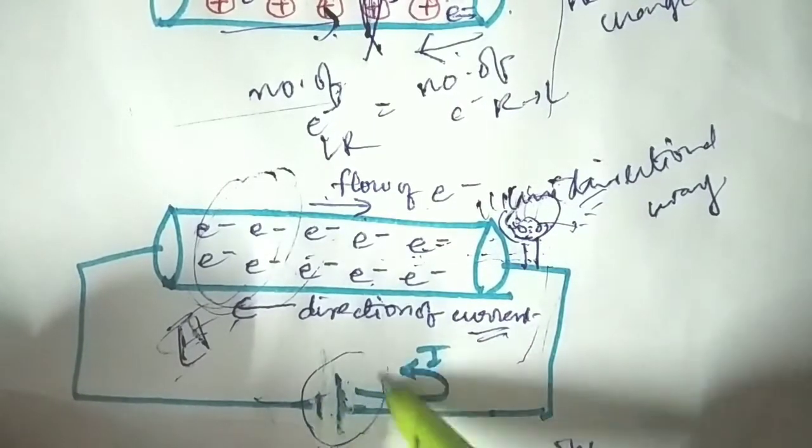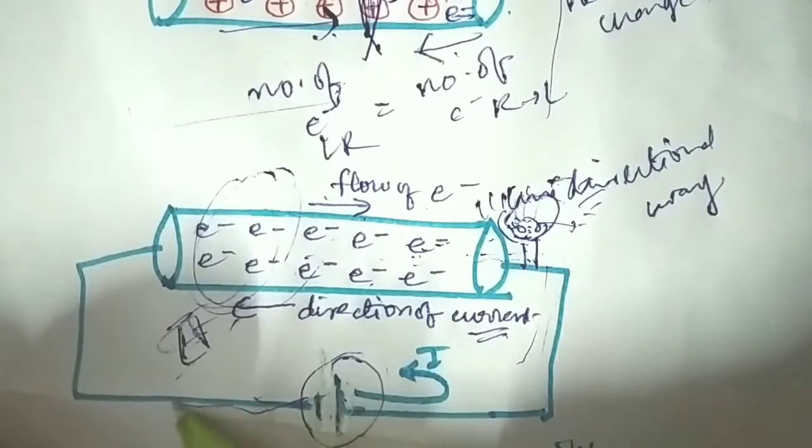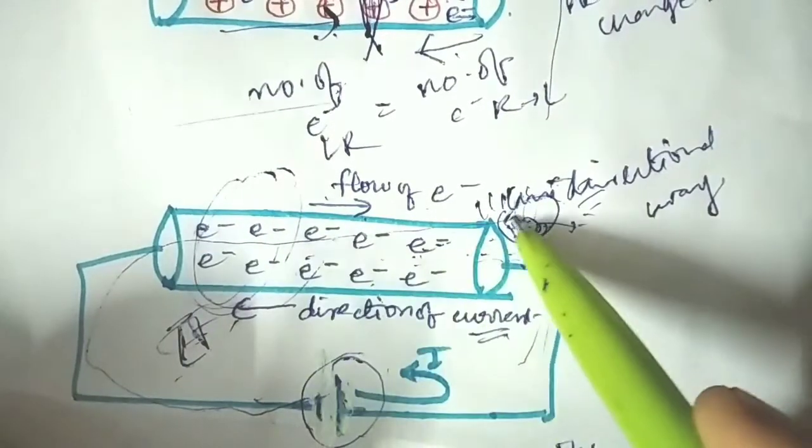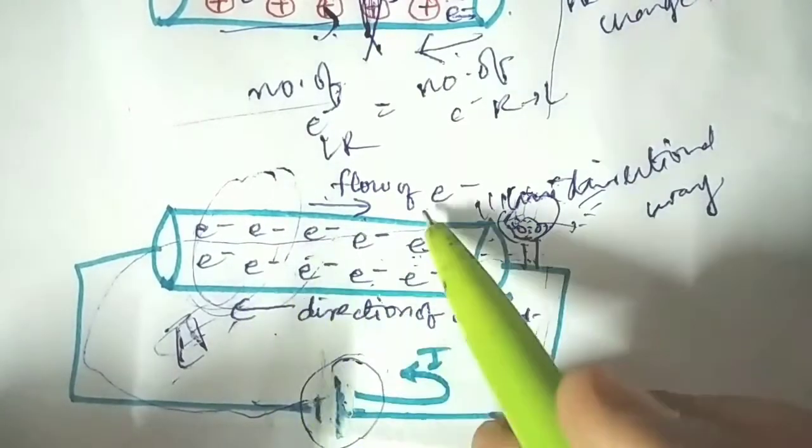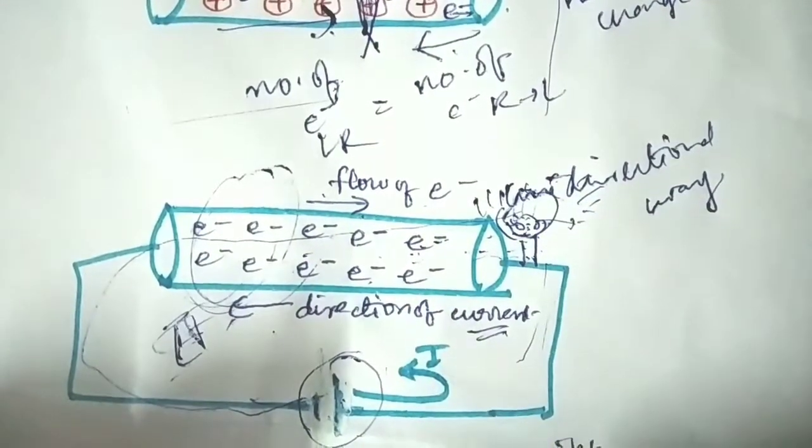Okay, that means my chemical energy coming from the battery is being converted into the electrical energy, and then it's converted to the light energy here. So simply I can say here electric energy is being converted to the light energy, right?